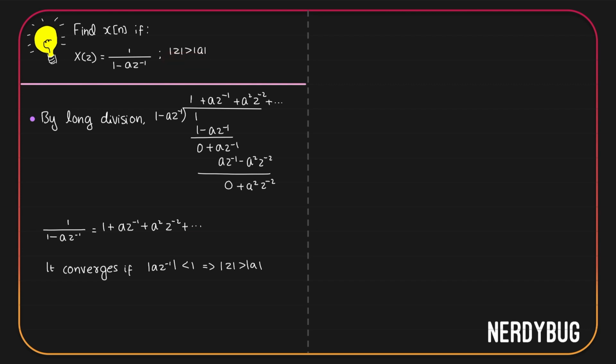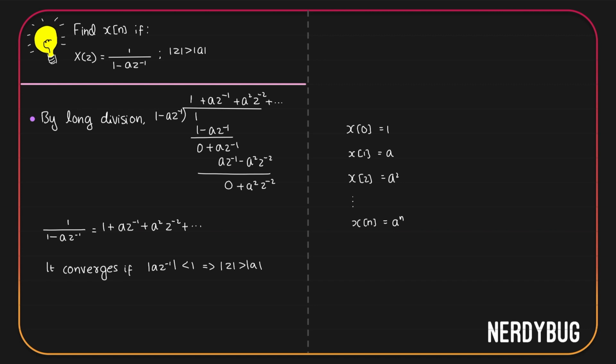So 1 by 1 minus a z inverse is 1 plus a z inverse plus a square z raised to minus 2, etc. But we already learned the constant term is x of 0. So we can write x of 0 is 1. Coefficient of z inverse will be x of 1. So x of 1 is a. Coefficient of z raised to minus 2 will be x of 2. So x of 2 is a square. So basically I can see x of n is going to be a raised to n.